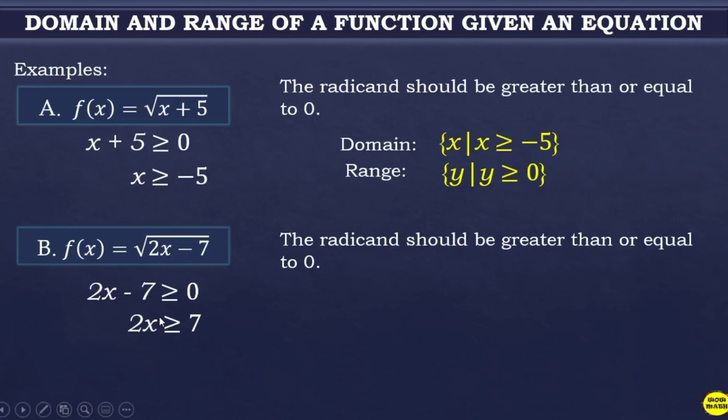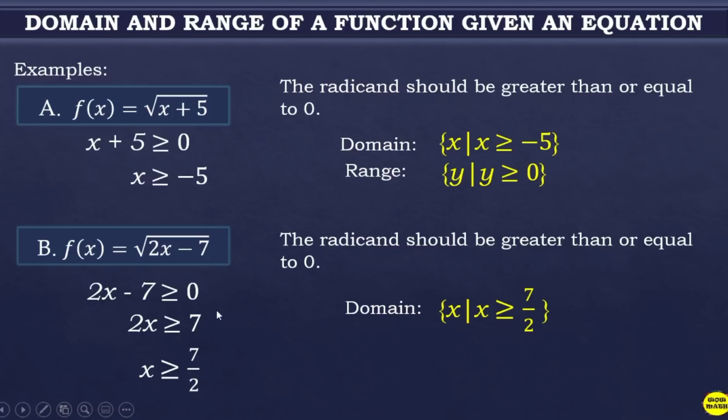So, 2x is greater than or equal to 7. So, by APE, so magiging positive 7 po siya. So, we will have divide both sides by 2. So, ang makukuha natin ay x is greater than or equal to 7 over 2. Okay, so 7 kasi divide both sides by 2 yan. So, 7 over 2. So, therefore, since ito ang nakuha natin, our domain is the set of all x such that x is greater than or equal to 7 over 2.